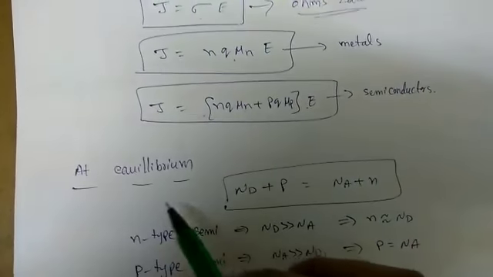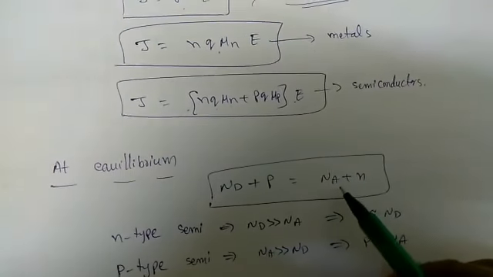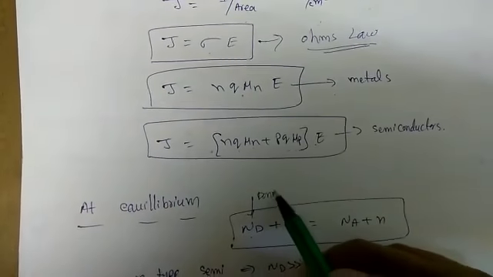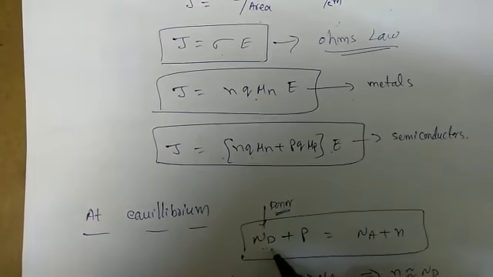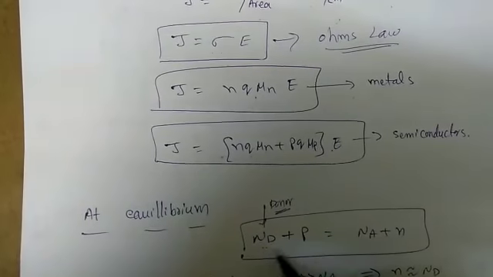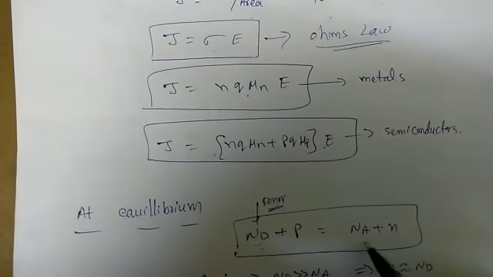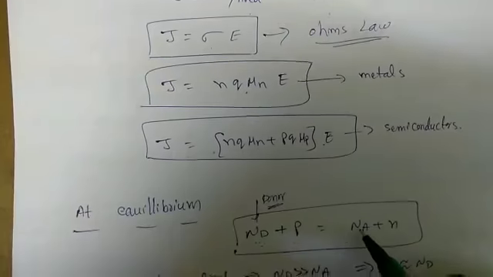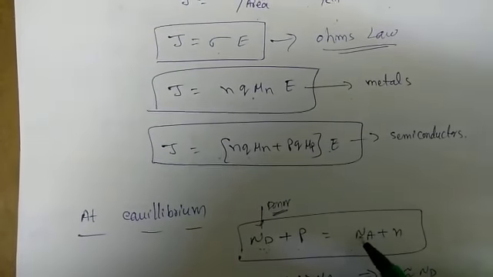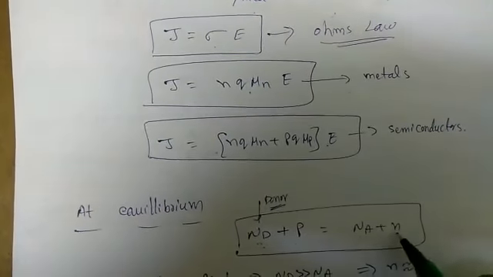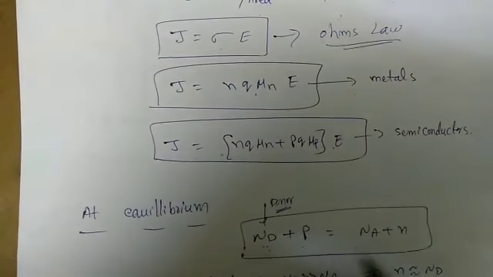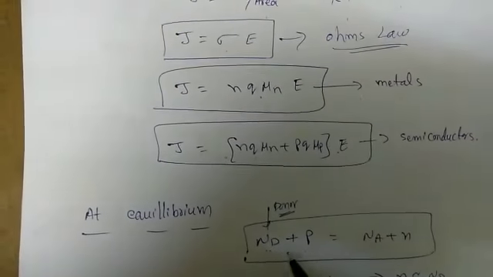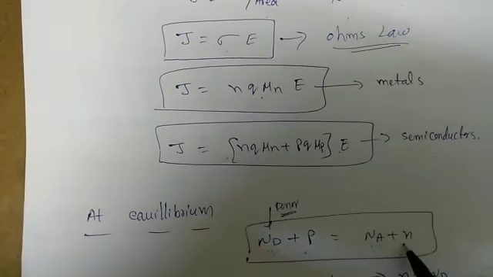But at equilibrium, this formula is also sometimes necessary: Nd plus p. Nd is the donor. Whenever some electron is donated, it will become a positive ion. So positive ions plus holes, which are also positive charge, should be equal to the acceptor ions. Whenever some atom accepts, it will become negative. So negative plus electrons, which are also negative charge, so negative plus negative should be equal. Positive is equal to negative. That's why Nd plus p is equal to Na plus n.